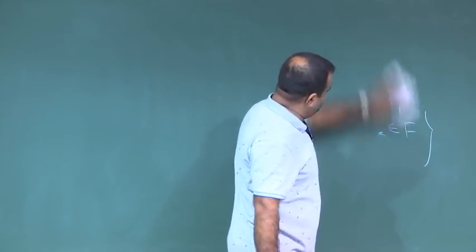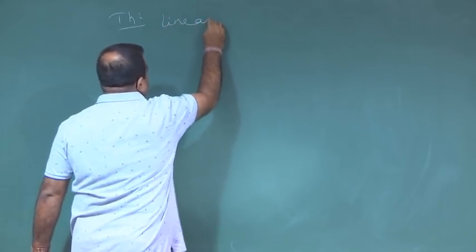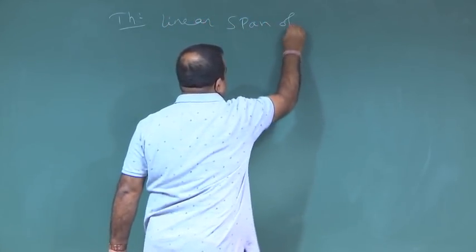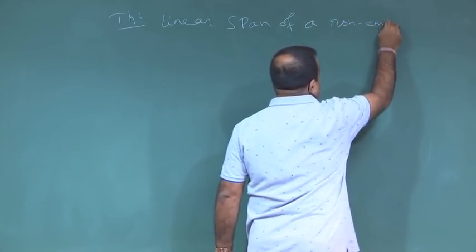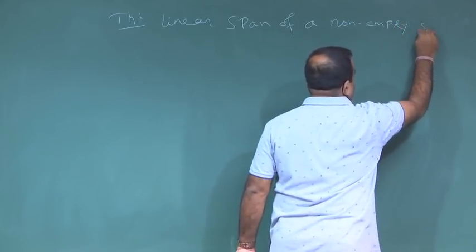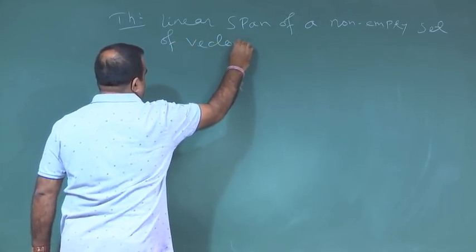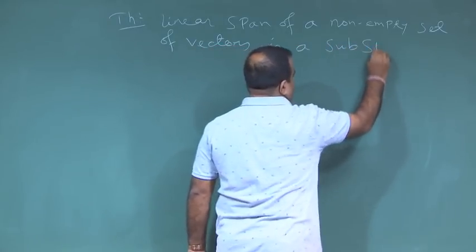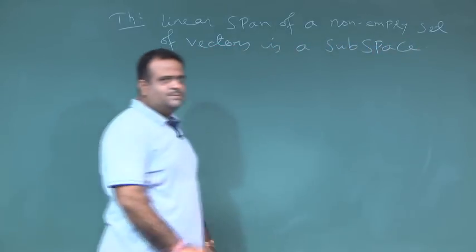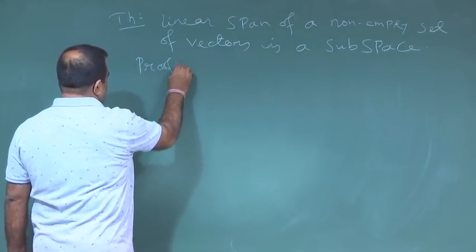The set of all linear combinations of some vectors again forms a vector space. So, this is a theorem: the linear span of a non-empty set of vectors is a subspace of the vector space. How to prove that? So, let us try to prove that.